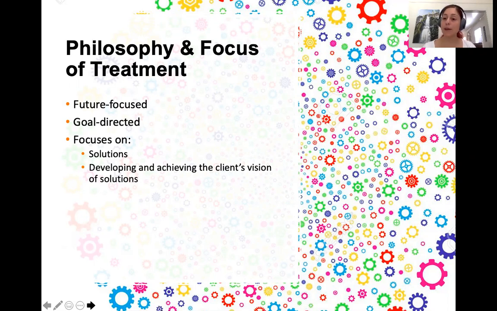Solution-focused therapy, as you may have guessed from its name, focuses on solutions rather than on problems. So rather than looking at the problems that brought a client to therapy, the therapist and client will focus on potential solutions for achieving the vision of the future. And finally, solution-focused therapy focuses on developing and achieving the client's vision of solutions.